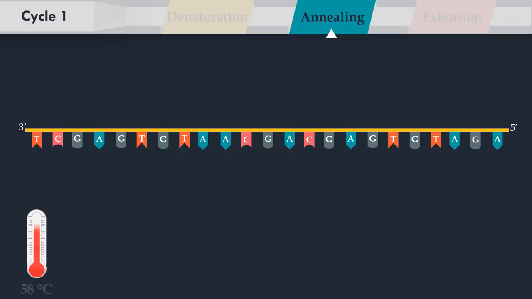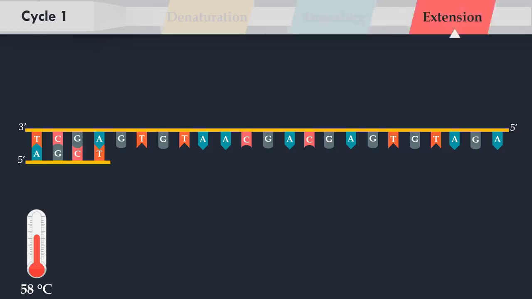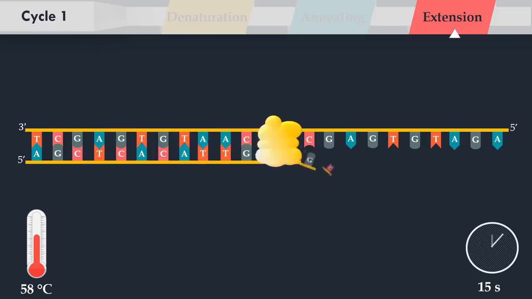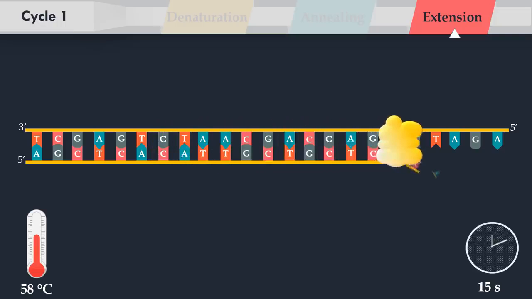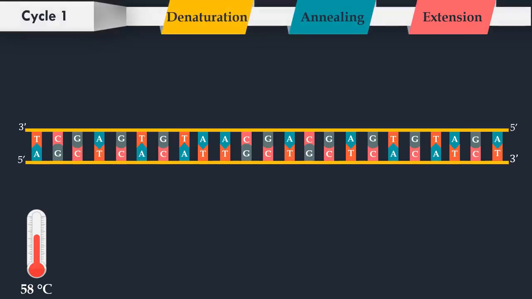In the next step, the reaction temperature is lowered to 58 degrees Celsius, allowing annealing of the forward primer to its complementary part of the single-stranded DNA template. The annealing temperature relies directly on length and composition of the primers. In the extension step, the DNA polymerase synthesizes a new DNA strand complementary to the DNA template strand by adding free nucleotides from the reaction mixture that are complementary to the template in the 5' to 3' direction. The temperature at this step depends on the DNA polymerase used. After the first cycle, the double-stranded DNA target is obtained.